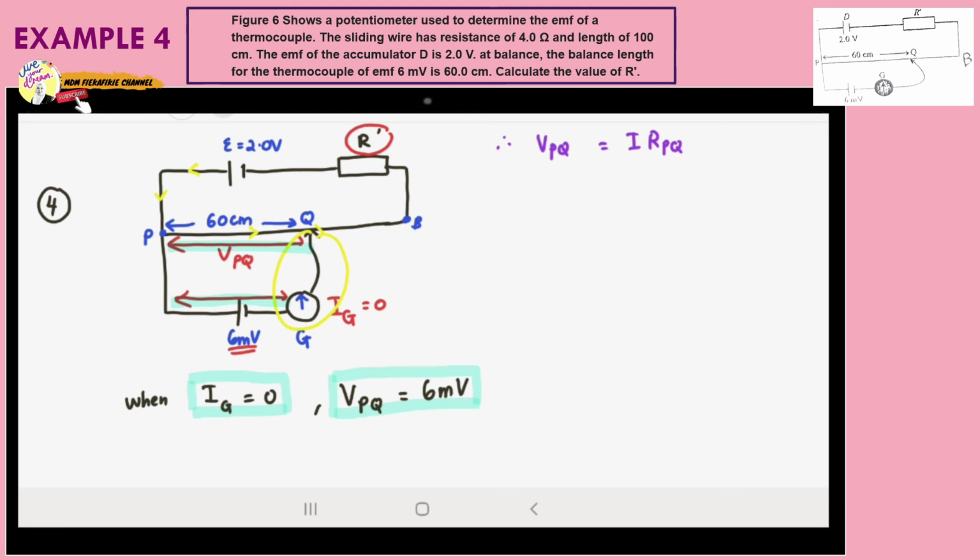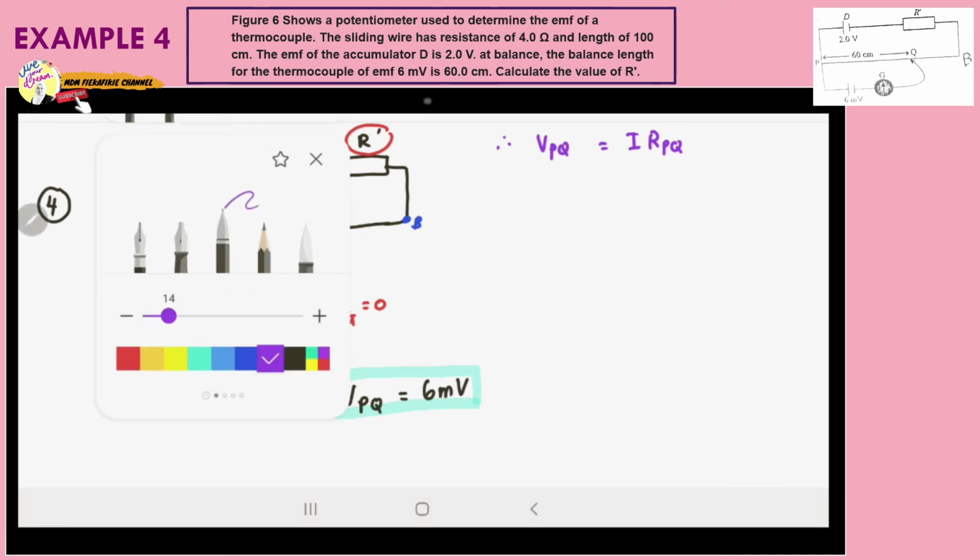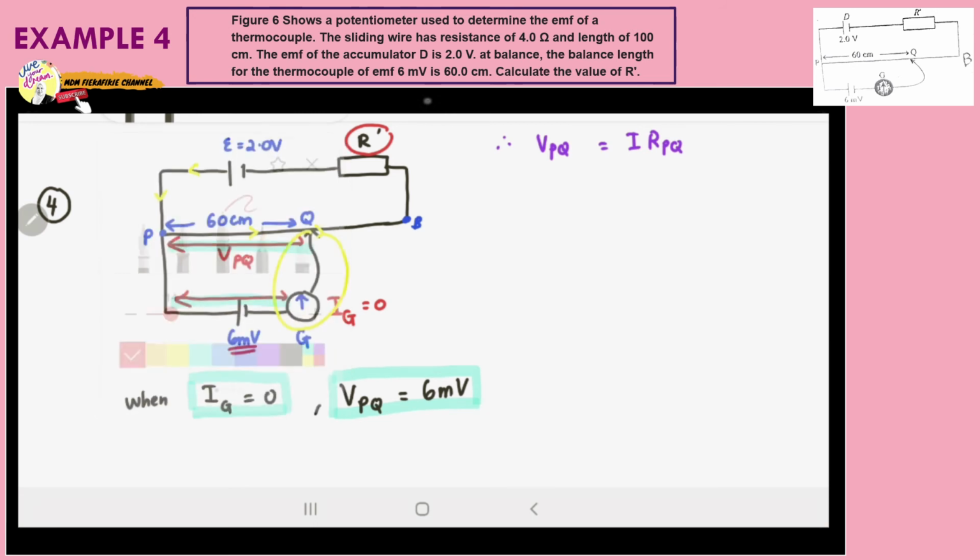And then we can calculate I and RPQ by using the ratio method. One more thing, if you read the question, the question gives us that the length of the wire PB is equal to 100 centimeter with the resistance of PB equal to 4 ohm. So this information is already given by the question, so we can use all the information given. Now I want to calculate first what is I.